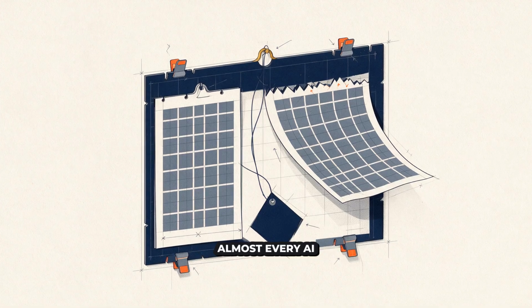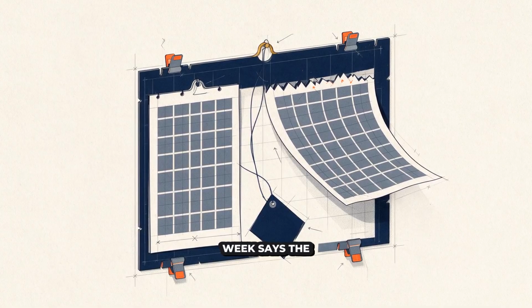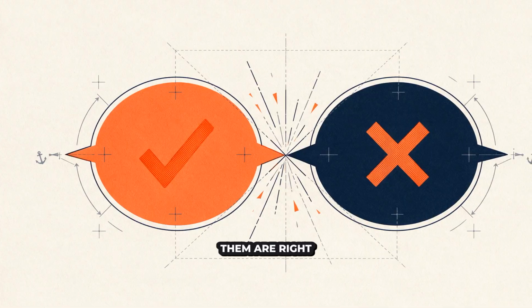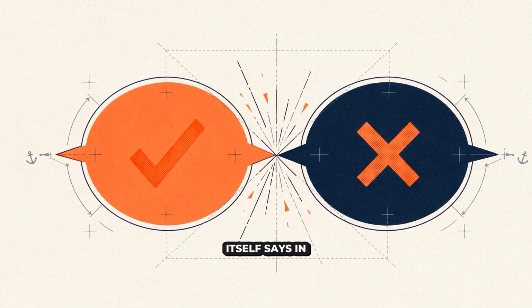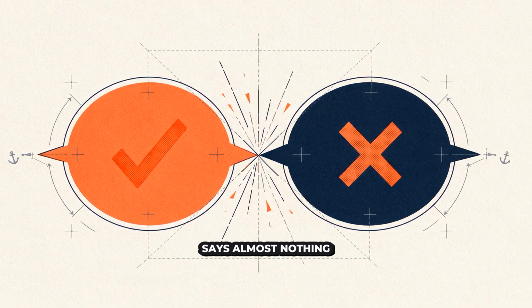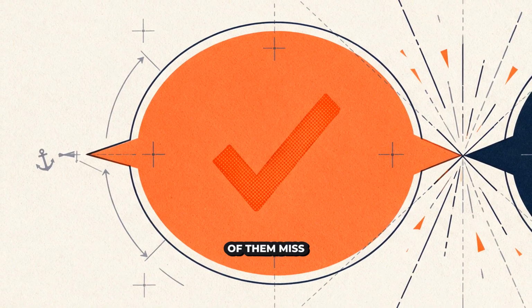The protocol behind almost every AI integration just changed shape. Every blog post this week says the same thing. Here is what breaks. Almost none of them are right. The specification itself says, in plain language, that it contains breaking changes. It also says almost nothing you are running today will notice. Both of those are true. Both of them miss it.